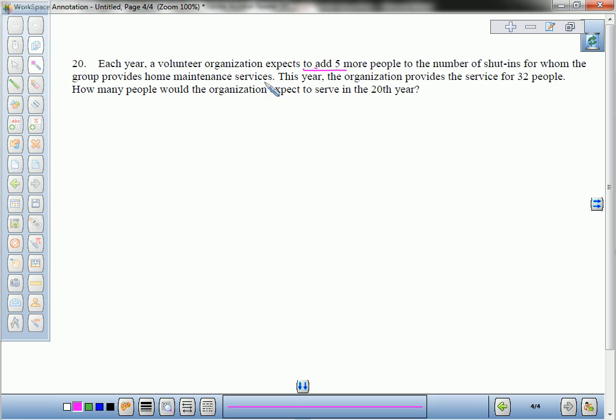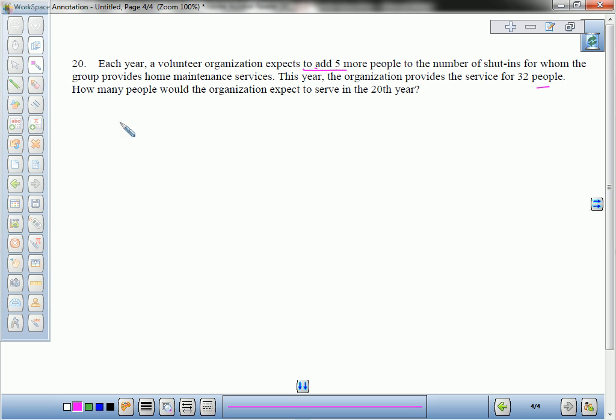Actually, the important part in life is the other part, but the important part for math is that we're adding 5 more people every year. So currently they provide services for 32 people. How many people would they expect to serve in 20 years later?